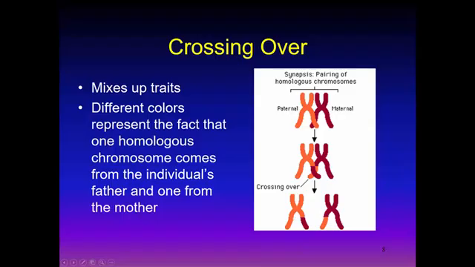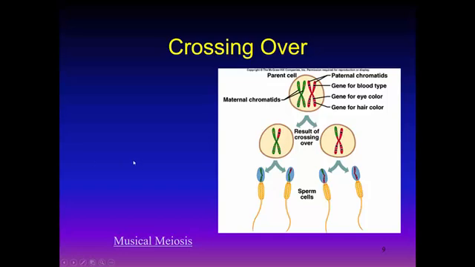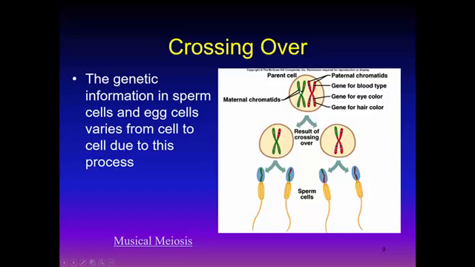What this ends up doing, if you look in this picture here, the crossing over ends up, so each sperm ends up with a slightly different copy of the genetic material, the DNA. It ensures that no two eggs and no two sperm are ever going to be identical, because we have 23 pairs of these chromosomes, so it's just an infinite number of different possibilities of chromosome mixtures that can happen. So every sperm is different.